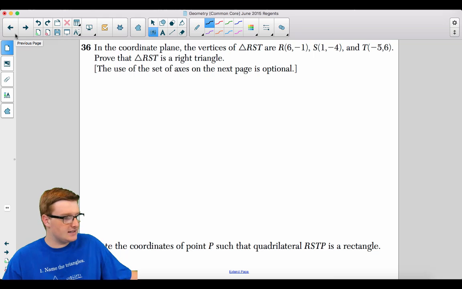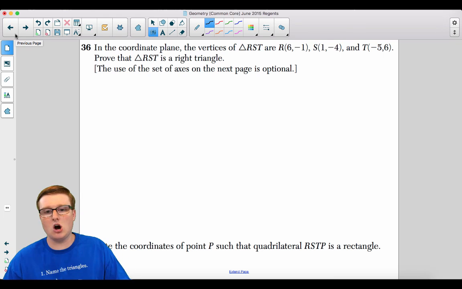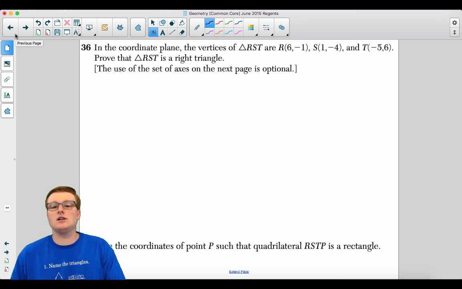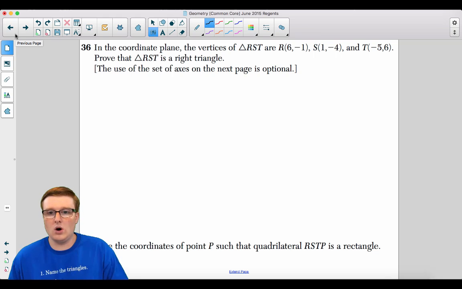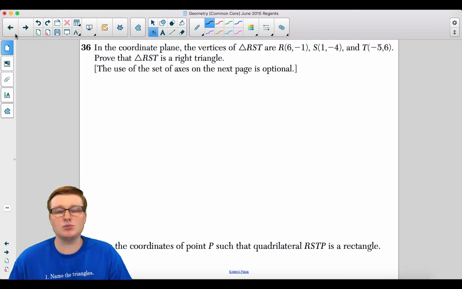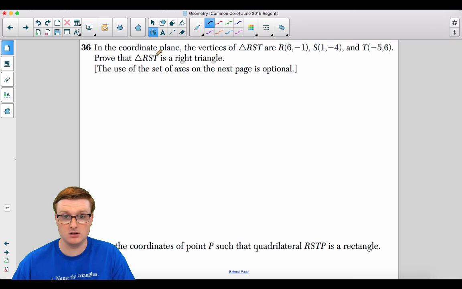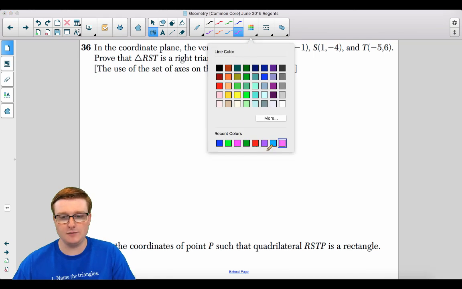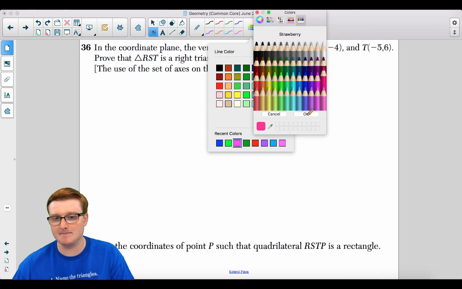So question 36 says, in the coordinate plane, the vertices of triangle RST are R(6, -1), S(1, -4), and T(-5, 6). Prove that triangle RST is a right triangle. And the use of the set of axes below or on the next page is optional. So I always make a plan. I love plans. I got to make a plan because I am a little OCD.